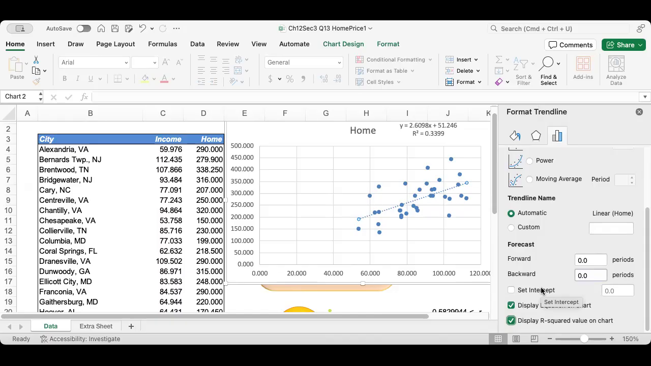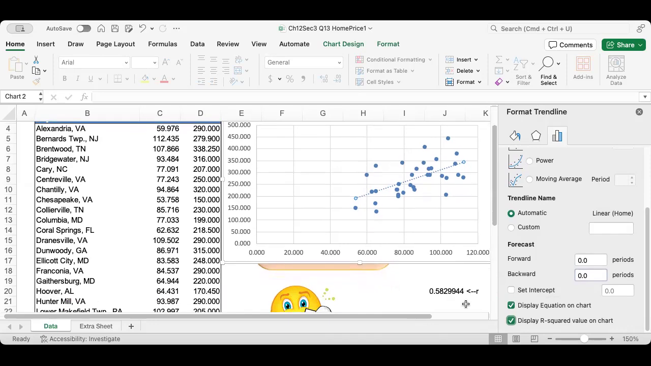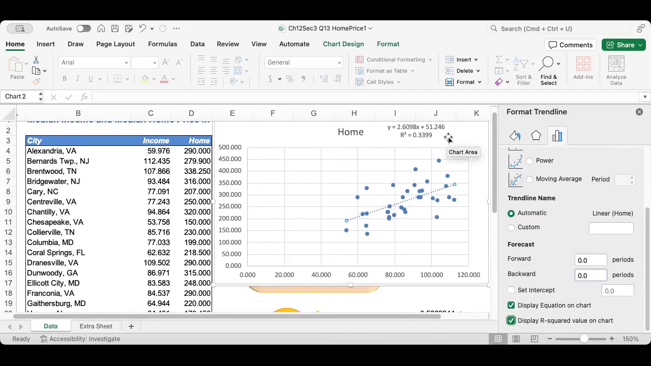Grab your calculator, take the square root of 0.3399. What do you get? Hey, look at that. My R value down here, 0.583. Close enough, isn't it? Because that was rounded to 4 decimal places and this isn't. That's pretty good. So this number R squared up here is actually the square of my correlation.